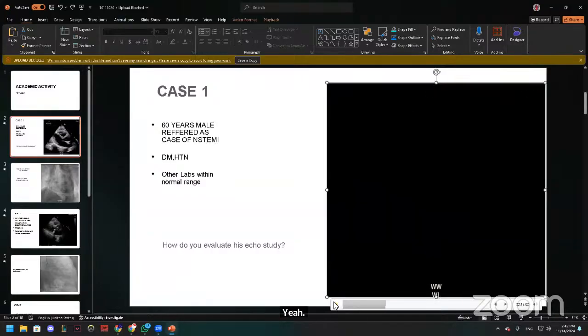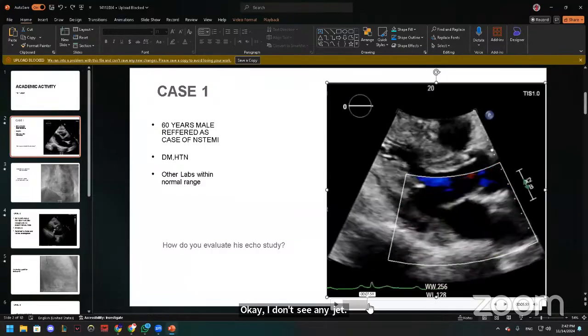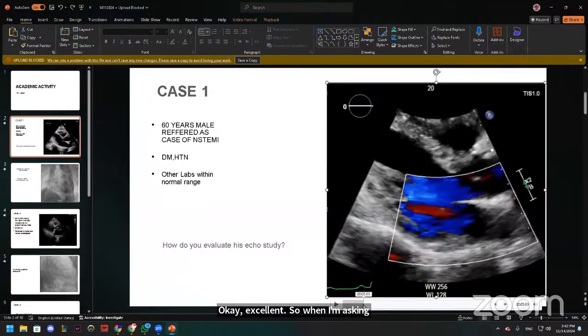Okay, excellent. When I'm asking you all of these questions, initially, and this is advice for all of you, don't criticize yourself on just broadly understanding the echo. Echo is difficult. They have a fellowship for this. You're not going to become a cardiologist all of a sudden. You're a cardiac surgeon now, and you're only a resident. It will take you a very long time to get all of this.